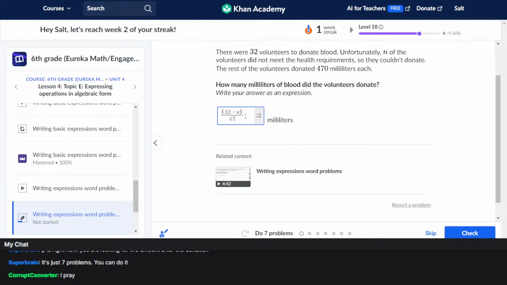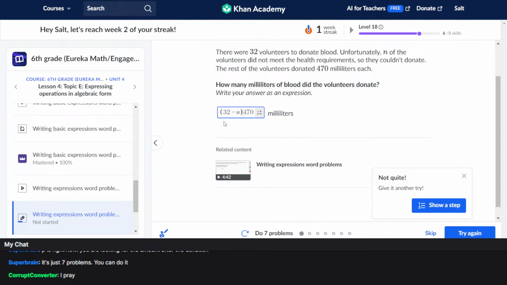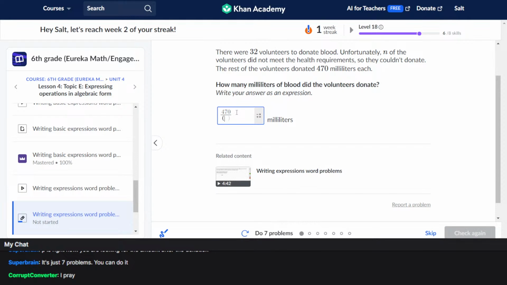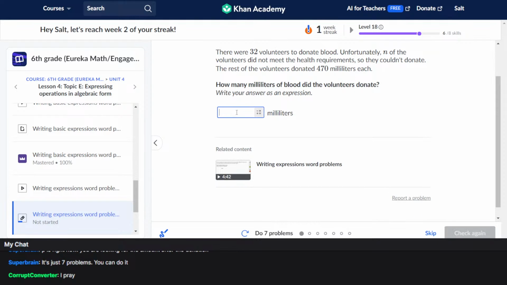470. Wait, what? I get it. It's just 7 problems. 30. Huh? Oh, wait, why am I dividing? Wait, it's 470, that's in the numerator, bro. I can't. Why am I dividing the blood into them or something? What am I doing with my life? If this is wrong, I'll be sad too. Wait, what? I don't even know anymore.